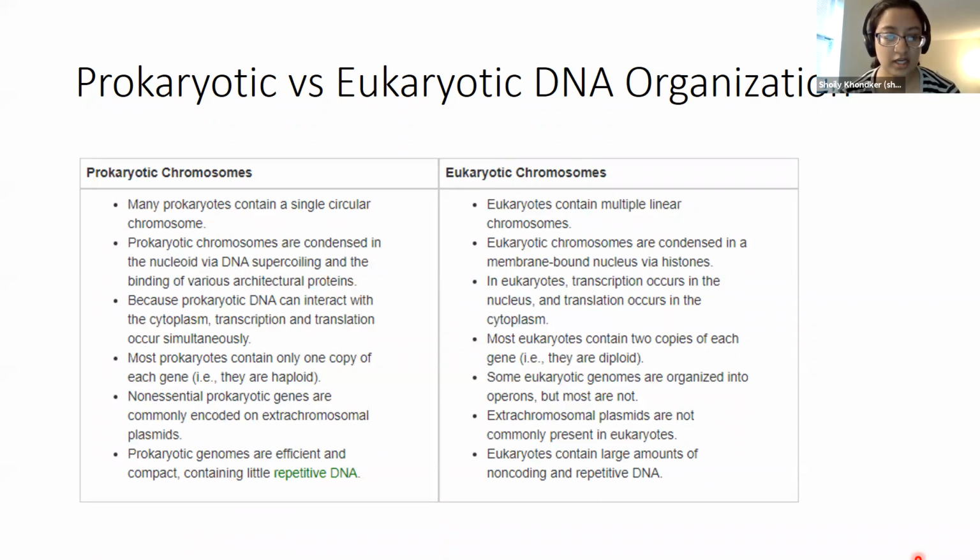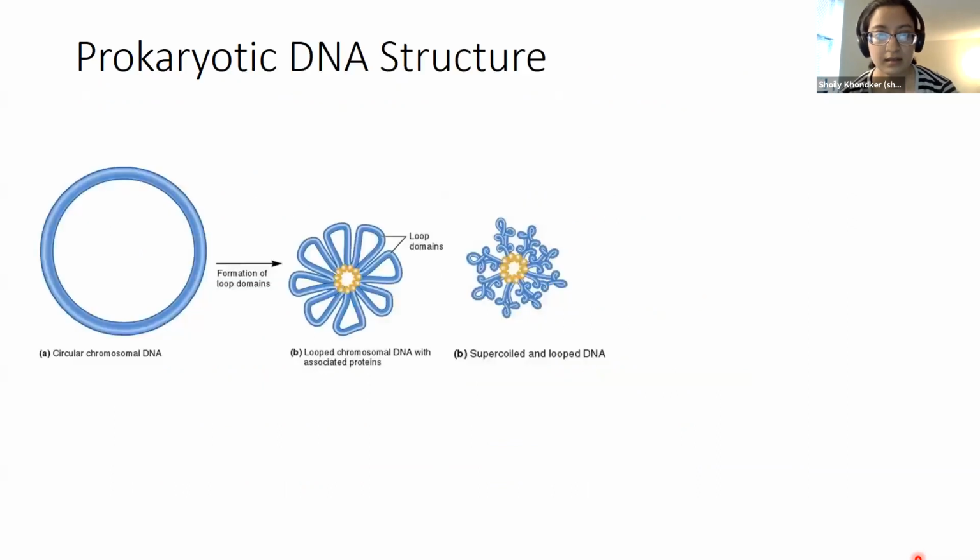Also, prokaryotic genomes are typically more compact. They contain less repetitive DNA compared to eukaryotic chromosomes. So this is the prokaryotic DNA structure. It's a circular chromosome, and then it is looped using actual proteins to create these loop domains, and then it's supercoiled.